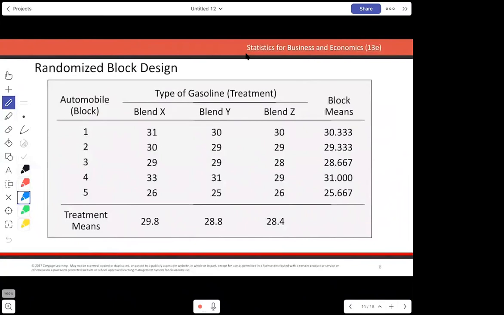We're going to need the block means, which you see here. And then we're going to need the treatment means. All right? And then, of course, we're going to need X double bar. And then we're going to need to find the sum of squares for those 5 by 3, 15 values. We're going to have to find the sum of squares for that.